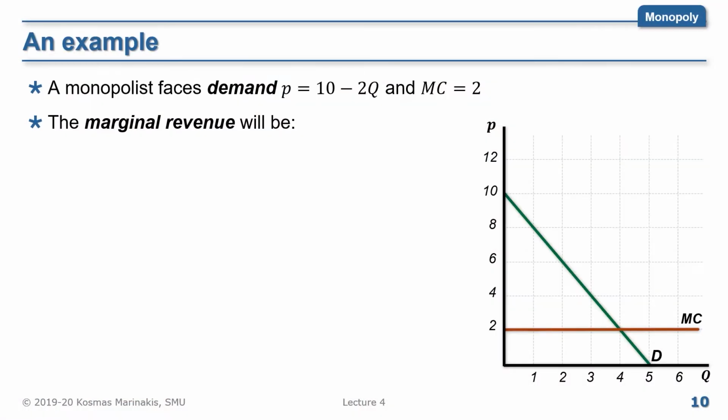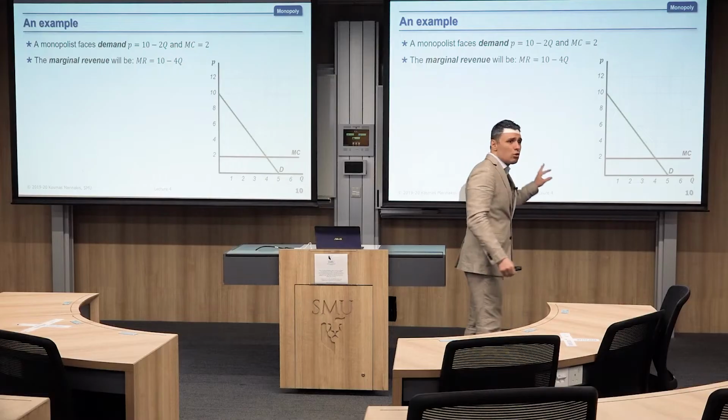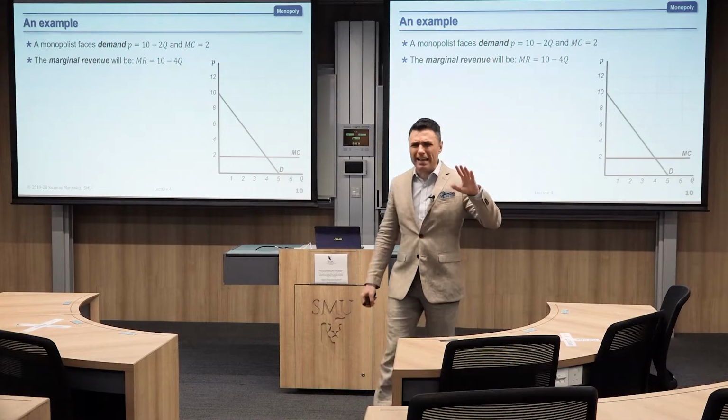So my marginal revenue will be 10, same intercept, minus double the slope. The slope of the demand is minus 2. So 2 times minus 2 is minus 4. So my marginal revenue will be 10 minus 4 times Q. All right, that's cool.